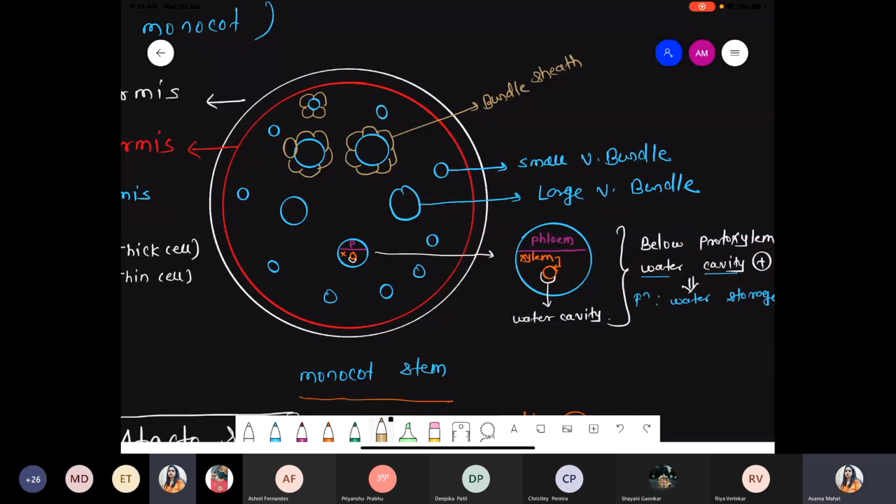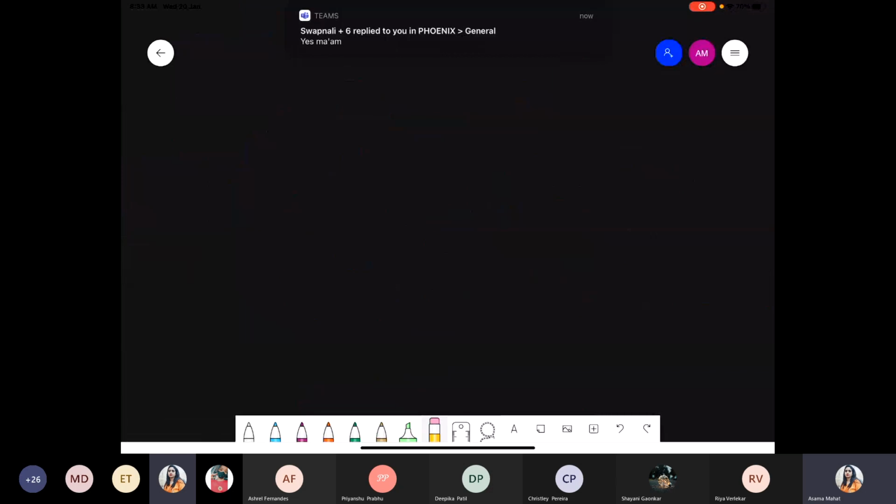Okay, should I continue? So now we talk about the very small portion of leaf anatomy, and then we will immediately continue with secondary growth, which is a major part of this chapter. Okay, so quickly we start with the next part, anatomy of leaf.